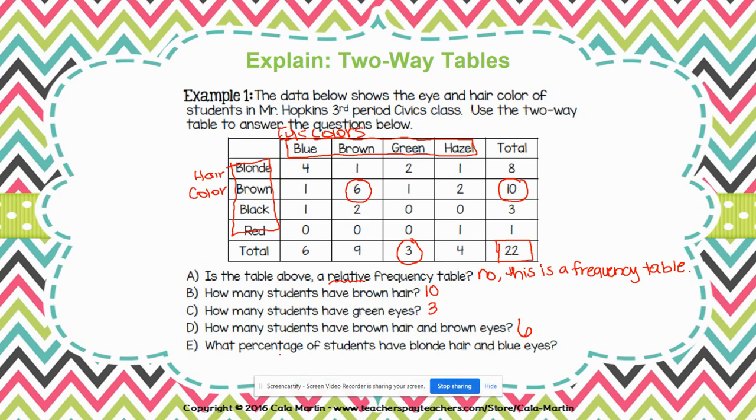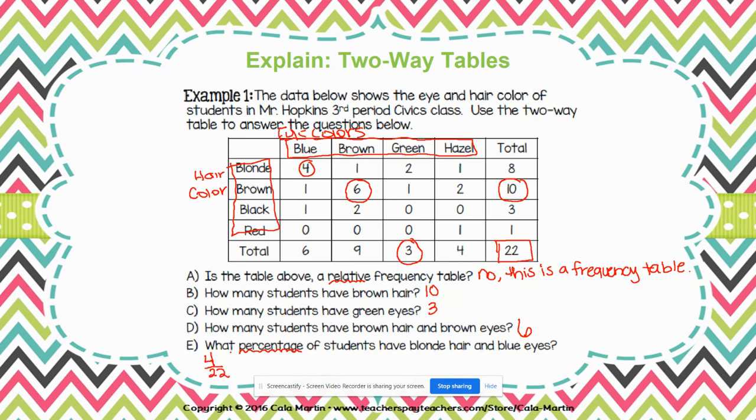Now, the next one asks, what percentage of students have blonde hair and blue eyes? Well, this is asking for a percentage. The first thing I need to know is how many students do have blonde hair and blue eyes. So I find my blonde hair and then match it with blue eyes. There are 4 students that have blonde hair and blue eyes, but I need to find the percentage. I know that there are 4 who have blonde hair and blue eyes, but that is out of 22 total students who were surveyed.